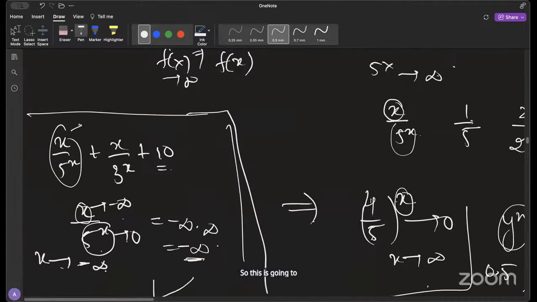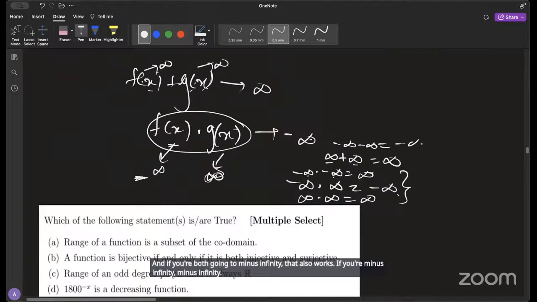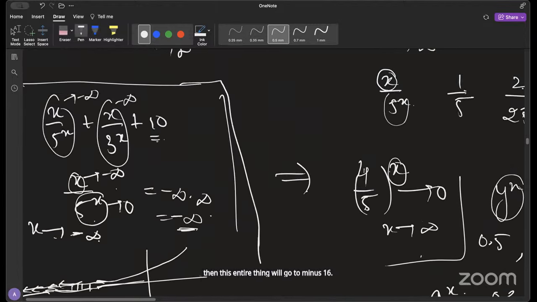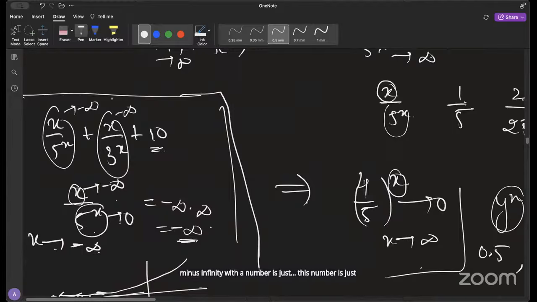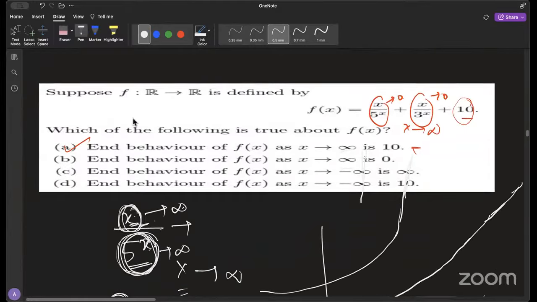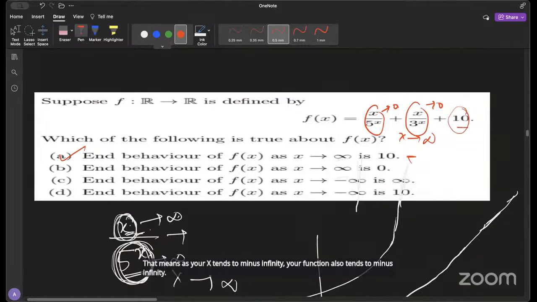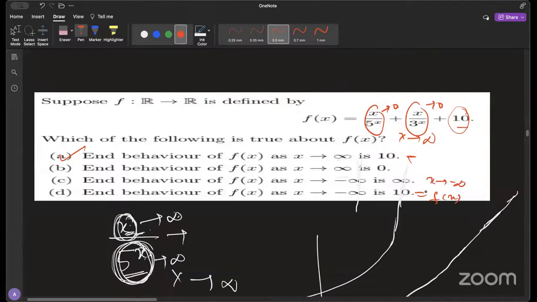So this is going to minus infinity, and this is going to minus infinity. If both are going to minus infinity, that also works. So this entire thing will go to minus infinity. And minus infinity with a number is just, this number is too small compared to minus infinity, so you can just ignore it. This entire expression will go to minus infinity. That means as x tends to minus infinity, your function also tends to minus infinity, which is not in the options, so both the options are incorrect.